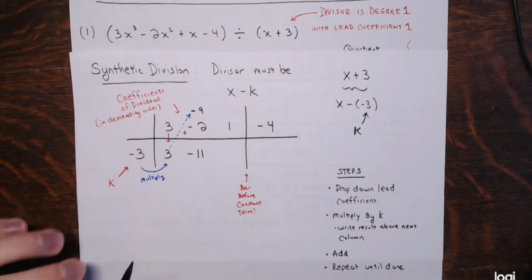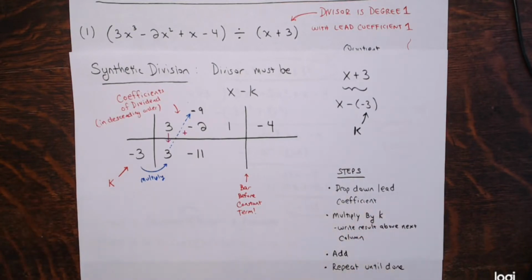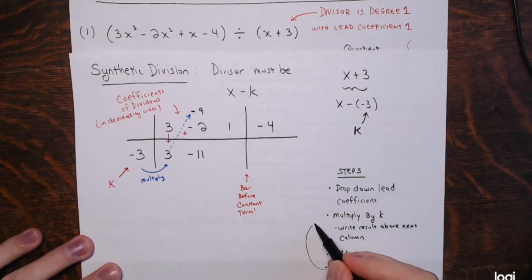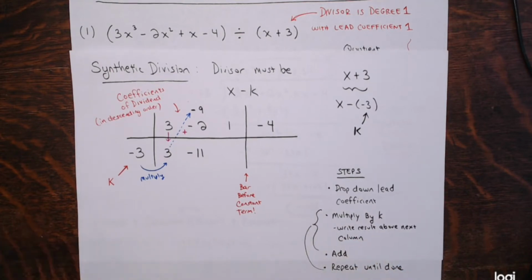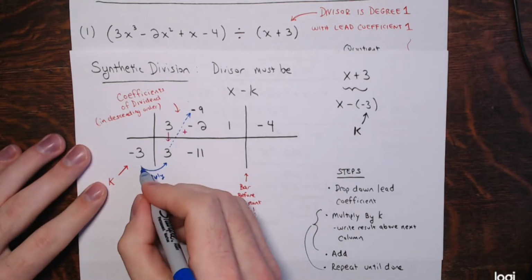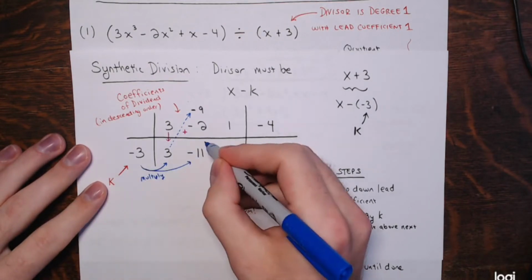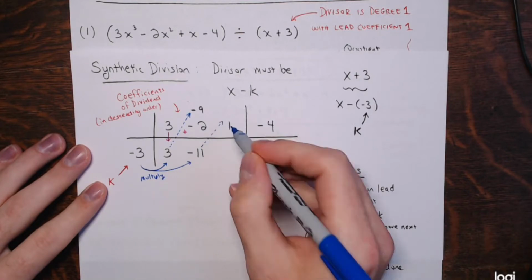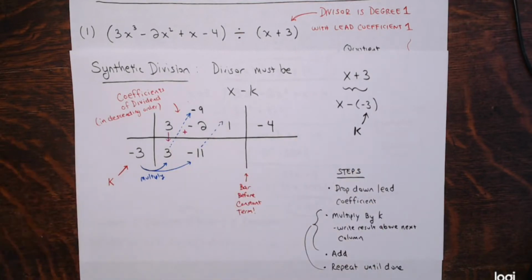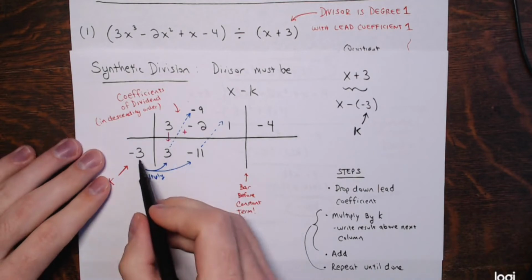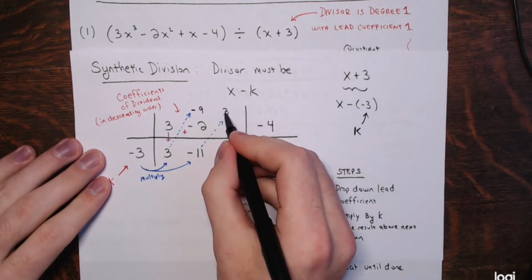So I start over, repeat these 2 steps: multiply, add, multiply, add, multiply, add. So now I multiply negative 3 by negative 11. Put that above the next column. Multiply by k. Negative 3 times negative 11 is positive 33.